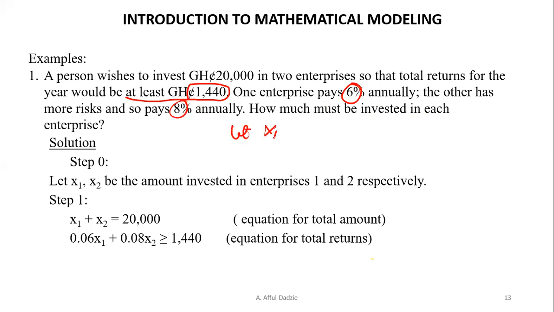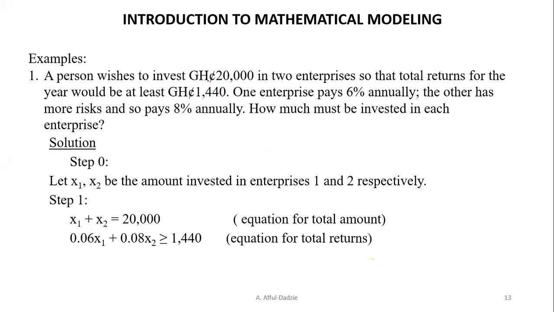Let X1 and X2 be the amount to be invested. We let X1 and X2 be the amount to be invested. Now, once you have defined your decision variables, you can use them to find whatever you want to do. So here I have 20,000 and I wish to invest 20,000.